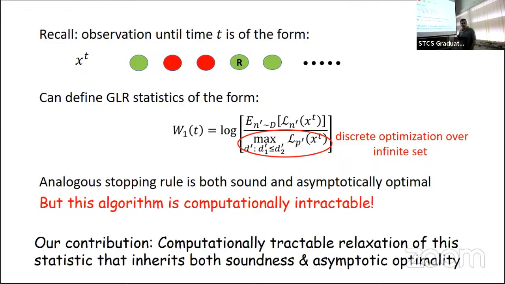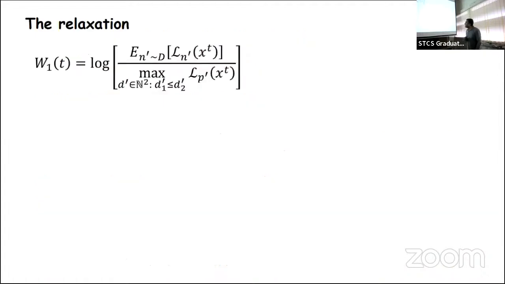So what we have done for this particular thing is to come up with a further relaxation of this statistic, which preserves both the soundness as well as the asymptotic optimality of the original intractable one. I'm just going to quickly highlight what those adaptations are. The details don't have any specific insights, so I'm not going to go through them. Here is the original GLR statistic, the modified GLR statistic that we began with.